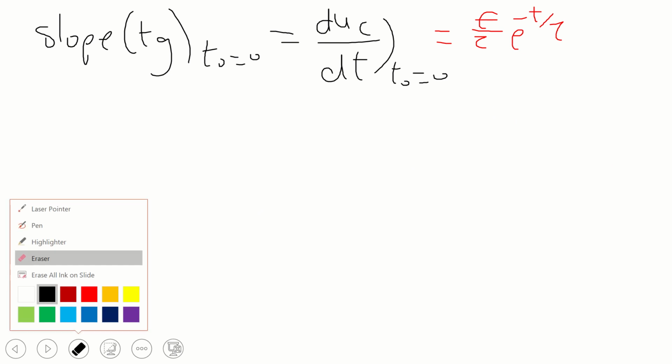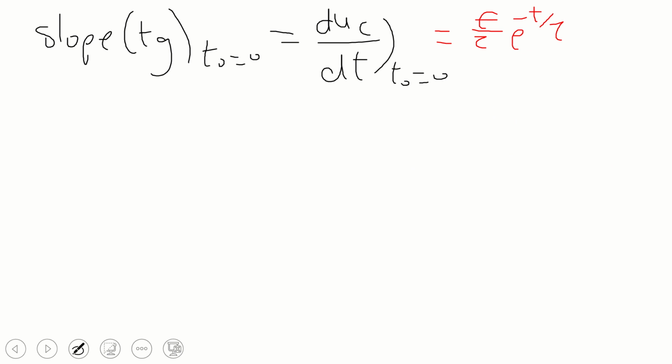Now, since the tangent to the curve UC is considered at T0 equals 0, we replace the time instant by 0. So E over tau exponential 0. Exponential 0 is 1, so it's E over tau.